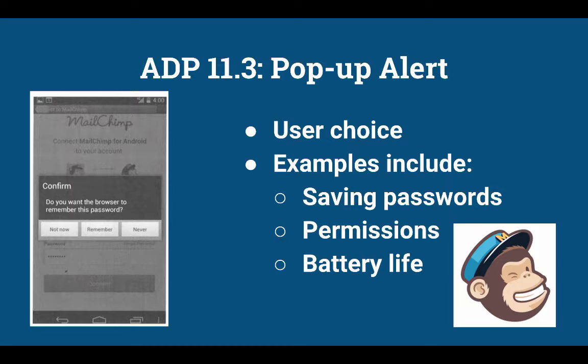For example, when the user logs into the MailChimp app, a pop-up alert asks if they want the browser to remember his or her password. Other pop-up alert examples include giving an app permissions to use the user's current location. Users are also alerted when their battery runs low, at which point they can make the decision to plug their device in.